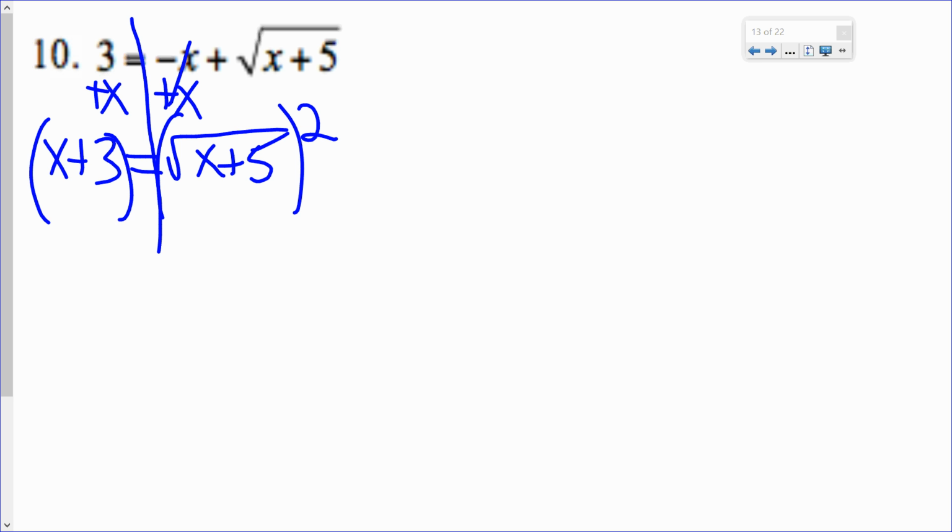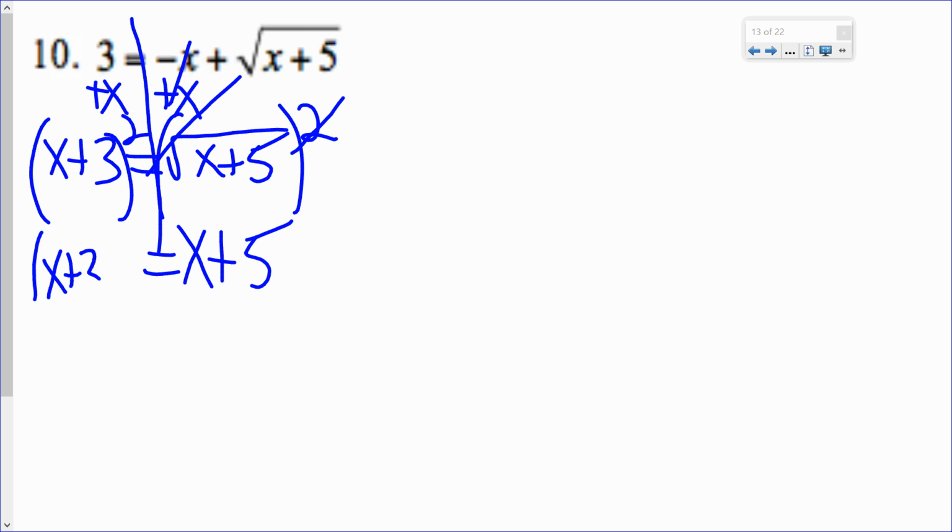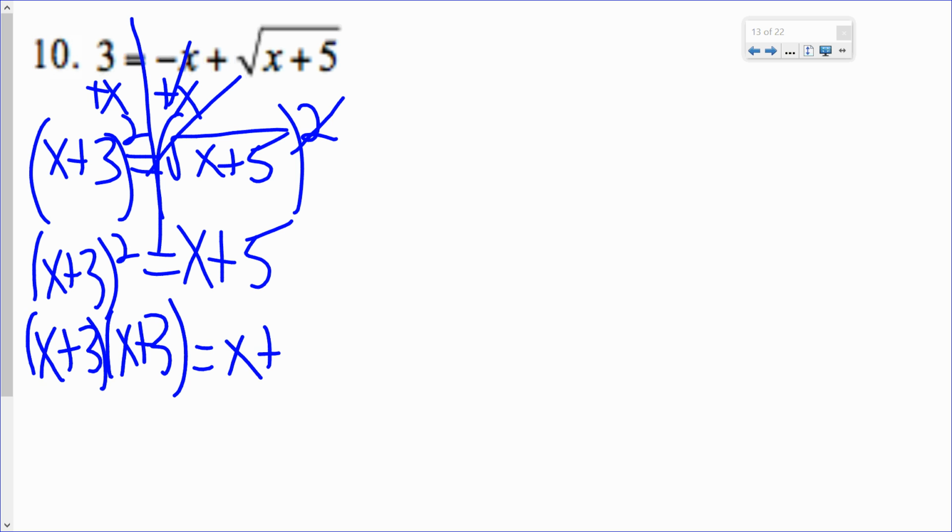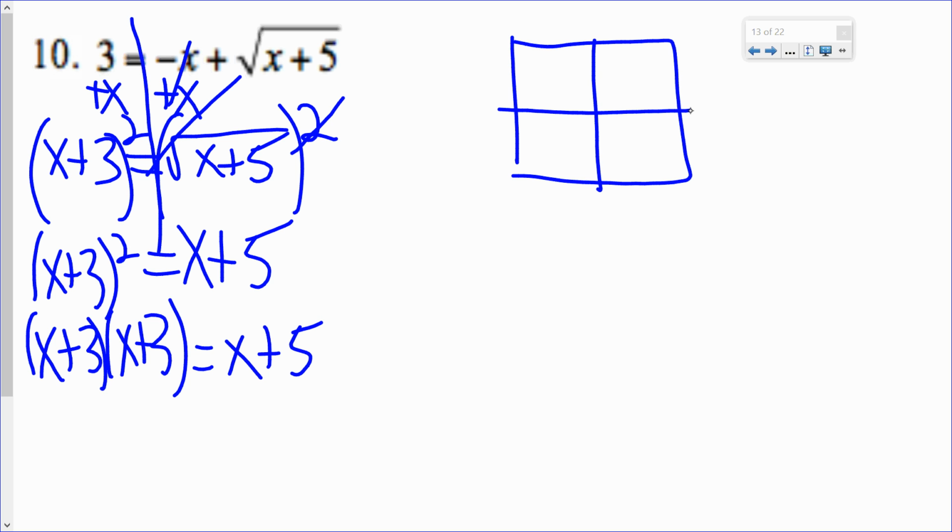Square, square, square, and the radical cancel. X plus 5 is left on my right-hand side. My left-hand side is x plus 3 squared. So now I have to do x plus 3 squared. So to do a binomial squared, I'm doing x plus 3 times itself. And to do that, I'm doing my box. I'll give you a minute or so to do that on your own.